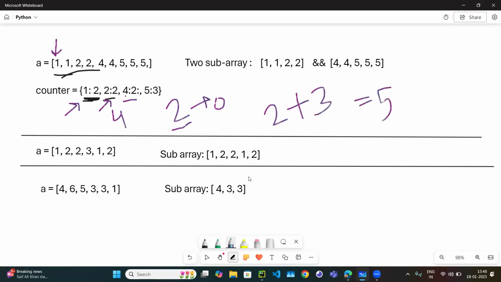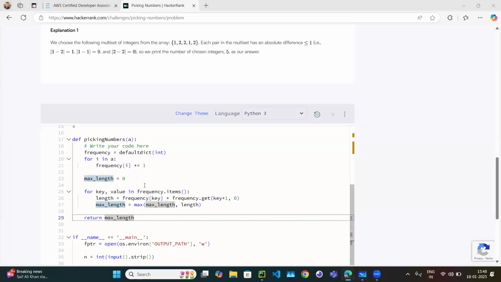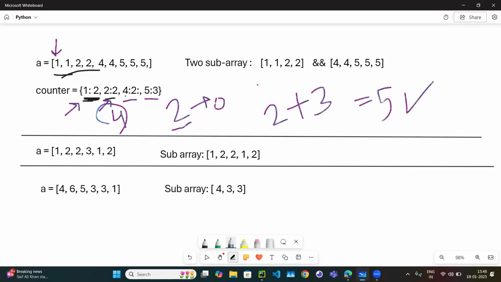Will it be greater than the earlier max length? So the earlier max length is 4. Yes, it is greater than the earlier max length. So the new max length is 5. Now check for 5. The frequency of 5 is 3. And do we have 6? No. So it will return 0.